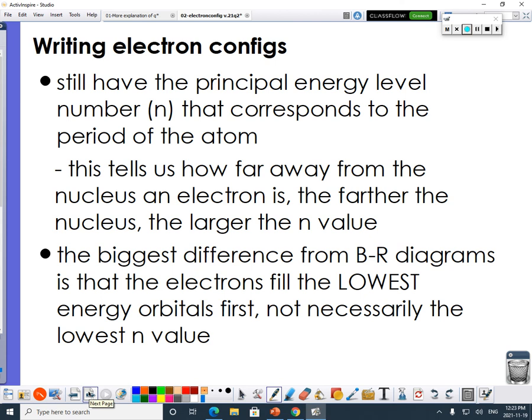Okay, so we are going to still write the principal energy level value, so 1, 2, 3, 4, those kinds of things. And then we are going to use the letters as well. The next slide shows you an example of what this should look like.